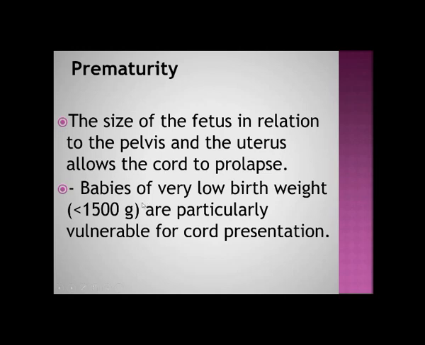Next is prematurity. When the baby is premature, the size of the fetus in relation to the pelvis and the uterus allows the cord to prolapse. That means when the baby is small, a very low birth weight baby, less than 1500 grams, is particularly vulnerable to cord presentation. When the baby is very small compared to the pelvic diameter, there may be space between the baby's head and the pelvis. So in that space, the cord may prolapse.